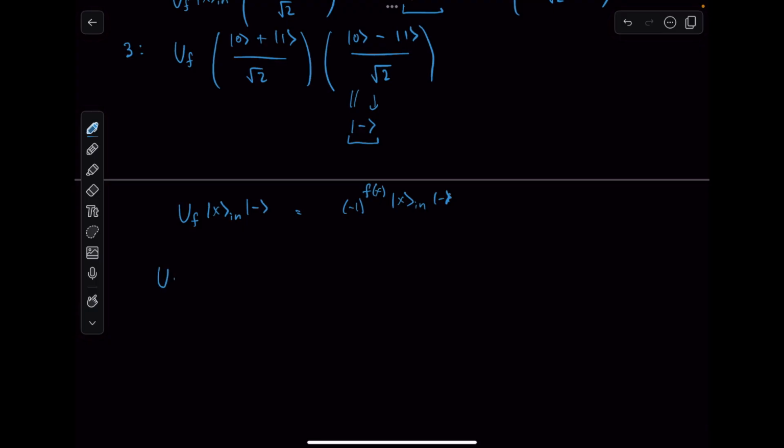Okay, so now we can return to our state here before applying U_f. And let me rewrite it. We have this normalization outside here. And we have 0 times the minus state plus 1 times the minus state.